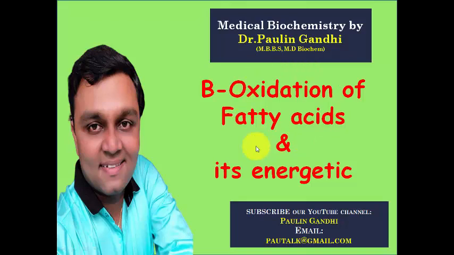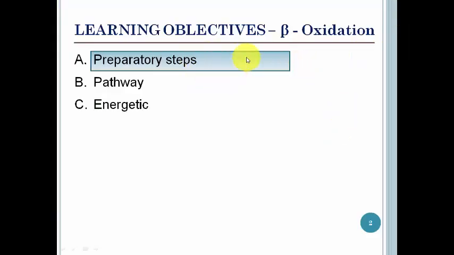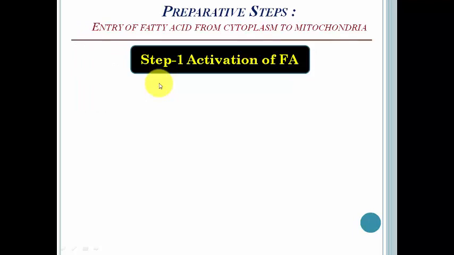This video is about beta oxidation of fatty acid and the energy which is generated by the beta oxidation pathway. As we all know, beta oxidation requires preparatory steps. These steps are required for the starting of the main pathway. They are required for the transfer of fatty acid molecules, which are generally present in the cytoplasm, to the mitochondria, because beta oxidation will occur in the mitochondria. So the first step in the preparation is the activation of fatty acid.